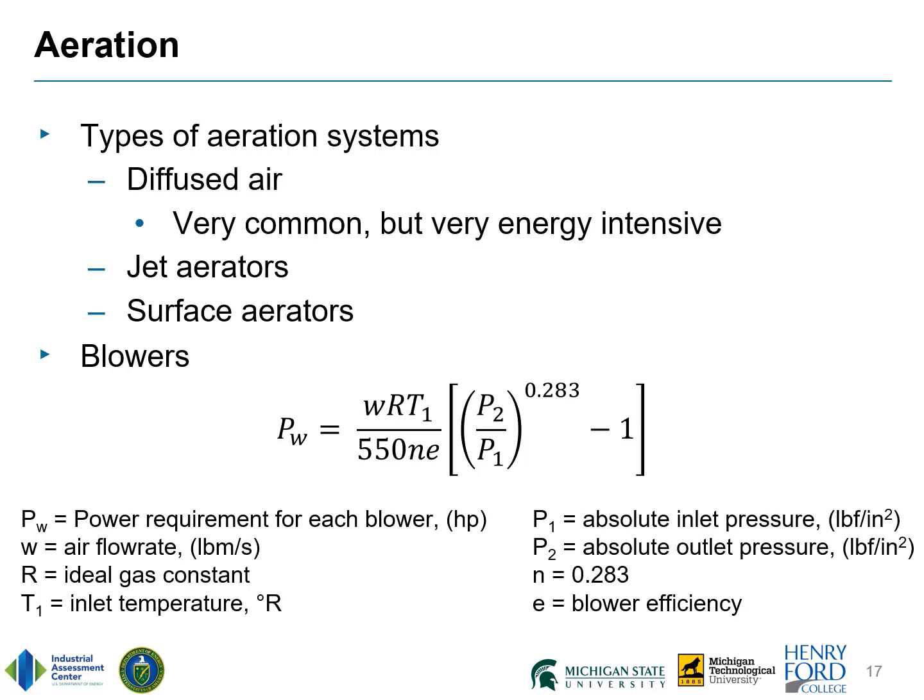Aeration is used during secondary and tertiary wastewater treatment processes to remove BOD and nutrients. There are many types of aeration systems, such as diffused air, jet, or surface aerators. Diffused air aeration systems are very common due to their process efficiency, but are typically very energy intensive. Selecting the appropriate aeration type and sizing the associated equipment to facilitate aeration is beyond the scope of this lecture. Many aeration systems use blowers. Checking the blower horsepower will be useful during an energy audit of a wastewater treatment plant.